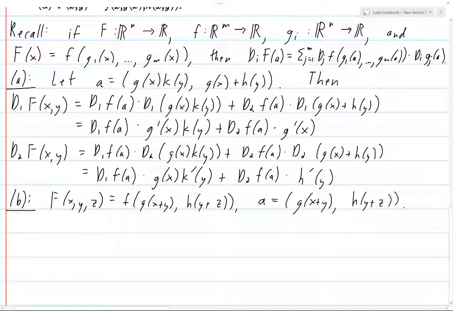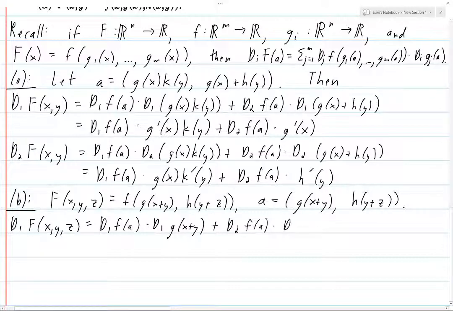And then we have D1 F of x, y, z. So this is going to be D1 f at a times D1, and now the first thing we have is g(x plus y). So it's D1 being applied to g(x plus y). Plus, now we have D2 f at a times D1 of h(y plus z).